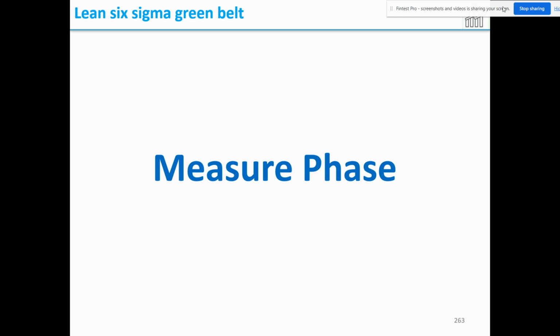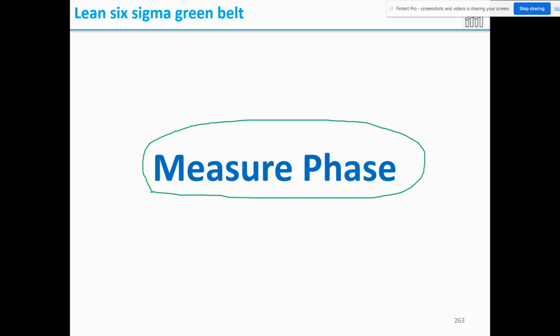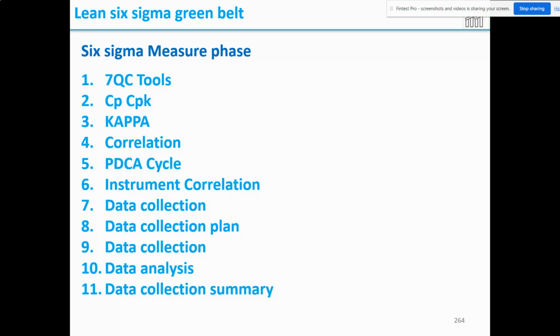So now we'll see the measure phase. So what is the measure phase? In the define phase, we defined the problem, like what the issue is and what it yields to. Now we have the problem definition. Now we are going to measure the things, measure the output as well as input parameters, and see the data.